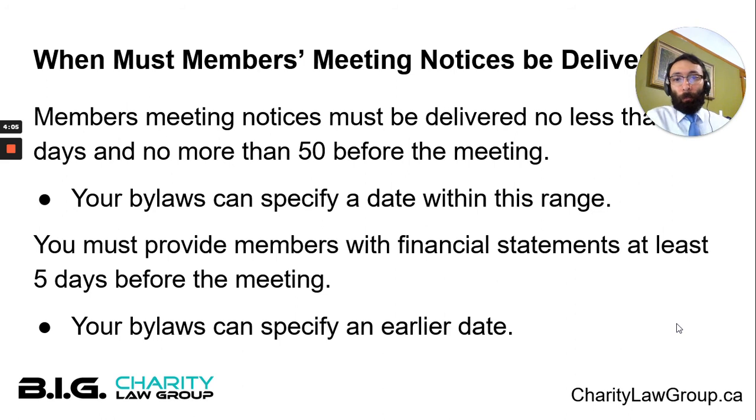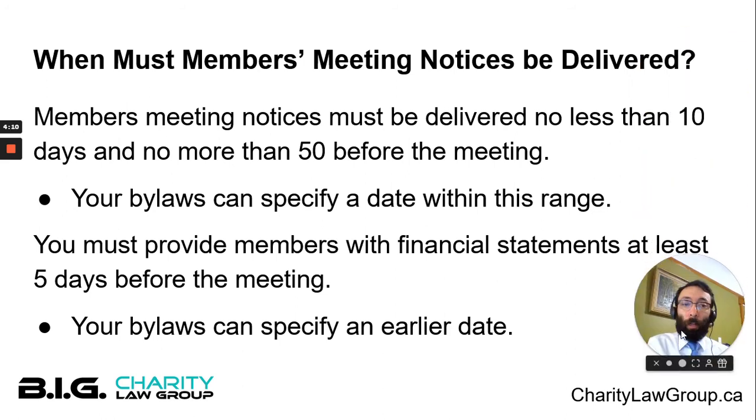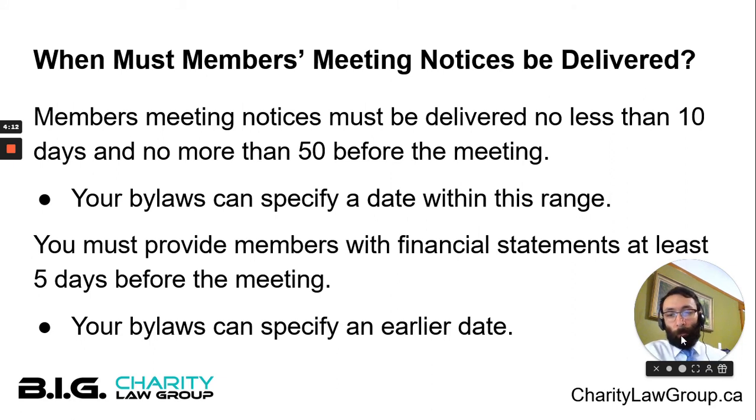So, what must members' meeting notices be delivered by? When do you have to send them by? So members' meeting notices must be delivered no less than 10 days and no more than 50 days before the meeting. That's what's required by the Act, but your bylaws can specify a date within this range.